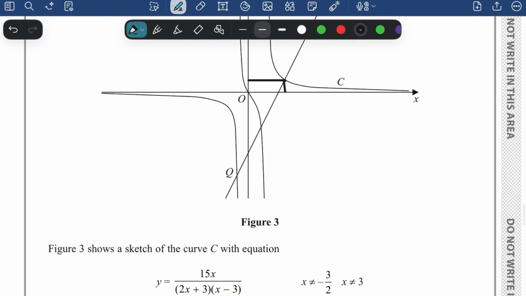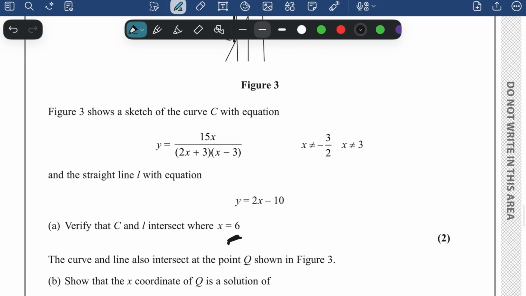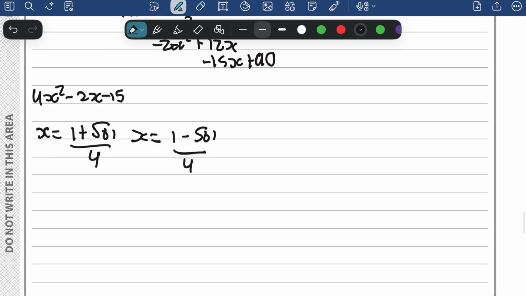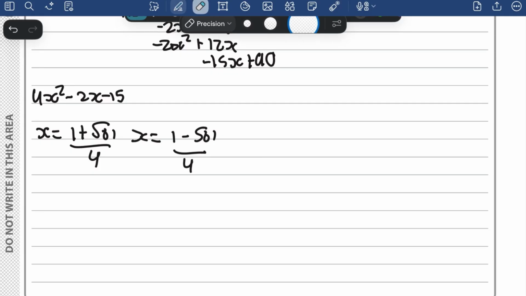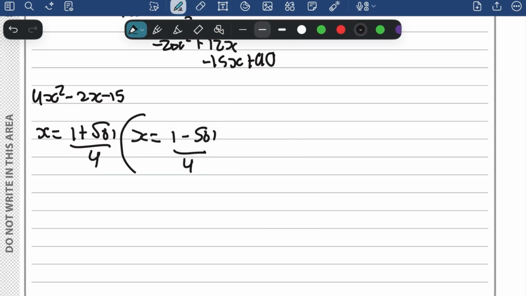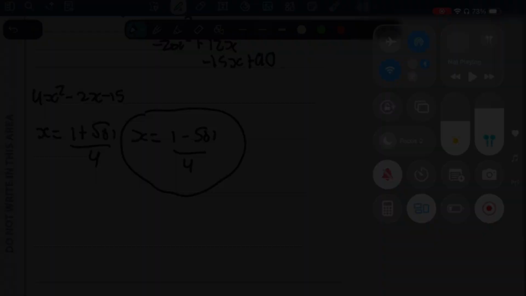And then we see point Q is a negative x value, right? So that means we just have to take which one of these gives us a negative value, which is going to be x equals (1 minus root 61) over 4.